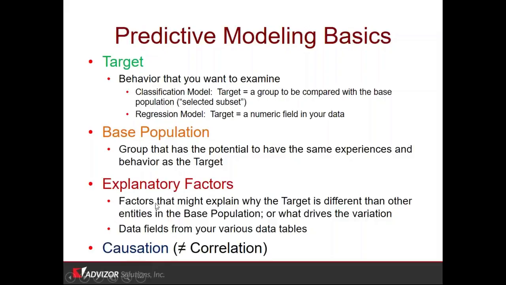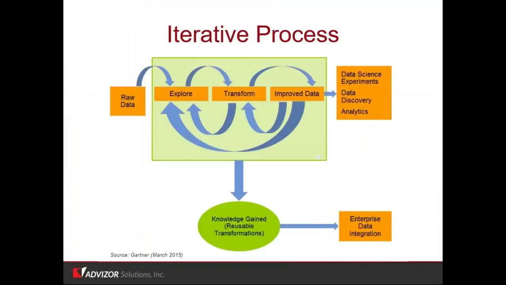And as you iterate through the model, you want to make sure that the explanatory factors have a potential causal relation with describing why the target is different. There's a tool here from the Gartner group that I think captures this. This modeling is an iterative process. You bring in raw data, you explore it, you transform it, you bin it, you group it. You'll see more of that in a minute. You improve it, you do it again, you study it, you look at it, you make sure it makes sense. And after a number of runs through this and people discussing it, you end up with knowledge gain, reusable transformations that you can put into your system and use to score people.